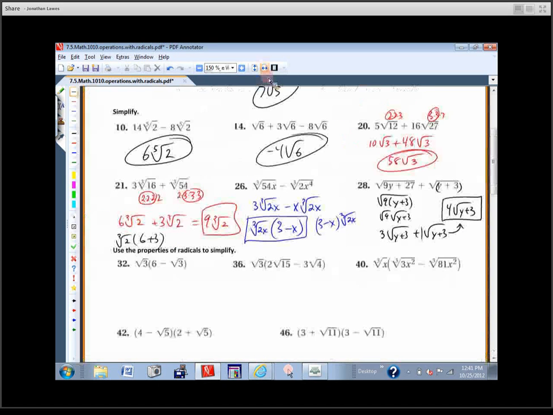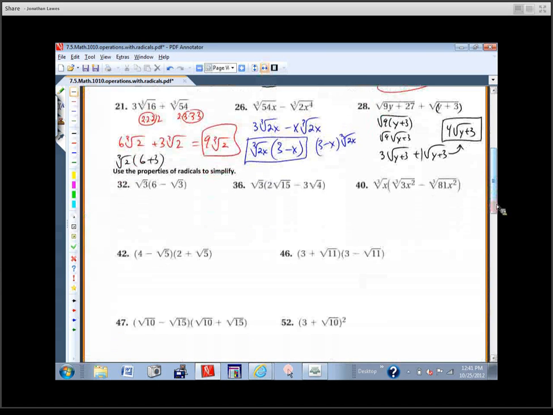Okay, let's take a look at the next ones because these are different. Up here we've been doing all combining, just adding and subtracting these. Got to have the same root and the same radicand. On these problems, it's different. This is going to be multiplication and division and stuff like that. So let's take a look at this first one.